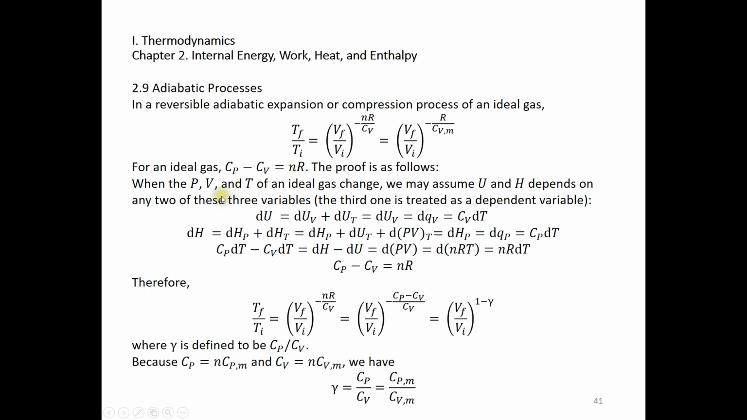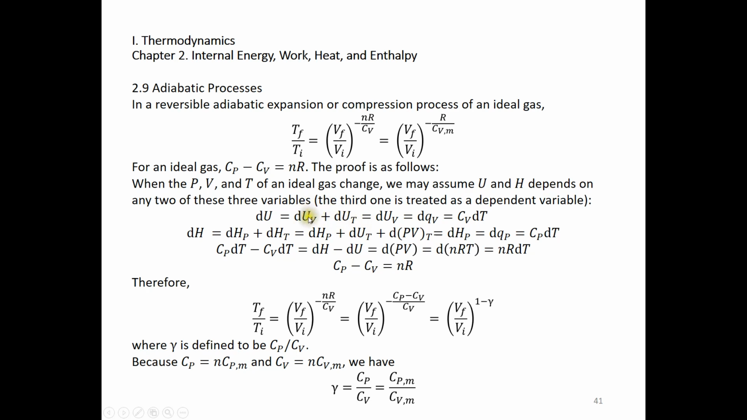We'll prove this. When PVT of an ideal gas change, we may assume the internal energy and enthalpy of the system depend on only 2 of the 3 variables. Again, PVT, there are 3 variables, but only 2 are independent variables. The third one is treated as a dependent variable. So we can write this formula: dU is equal to dU sub V plus dU sub T. So when we write this, we assume internal energy is a function of 2 variables, volume and temperature. Over here, we hold volume constant. We allow temperature to change, and we get the internal energy change based on temperature change. Here, temperature is constant. This is how internal energy changes when the volume changes.